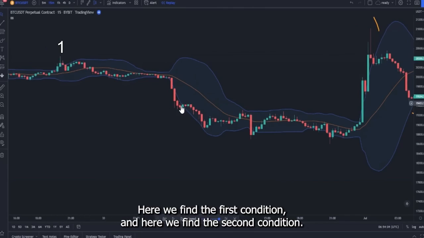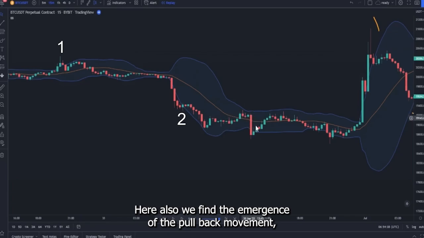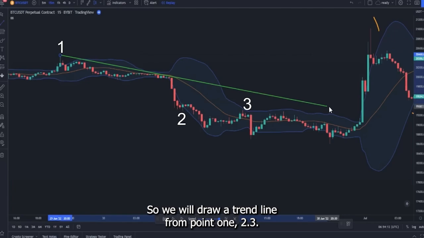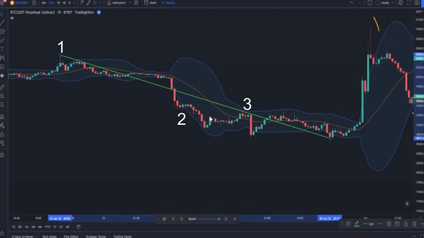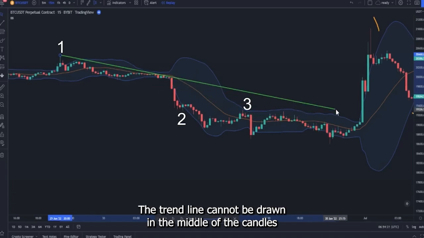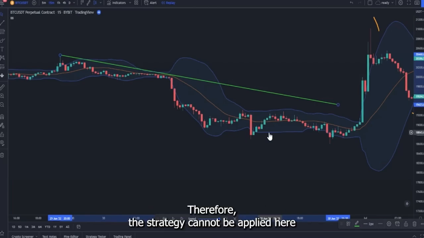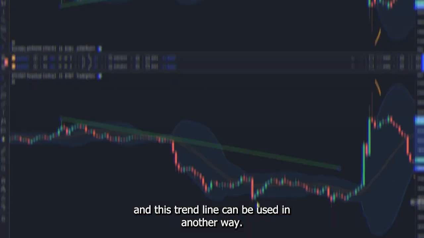Here we find the first condition, and here we find the second condition. Here also, we find the emergence of the pullback movement, which is the third condition, so we will draw a trend line from point 1 to point 3. But as you can see, this is not true. The trend line cannot be drawn in the middle of the candles, and we must respect the tops of the candles when drawing any downtrend. Therefore, the strategy cannot be applied here, and this trend line can be used in another way.